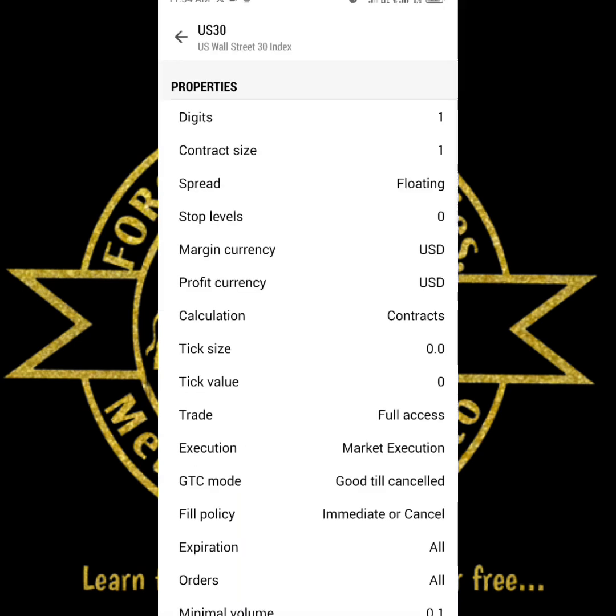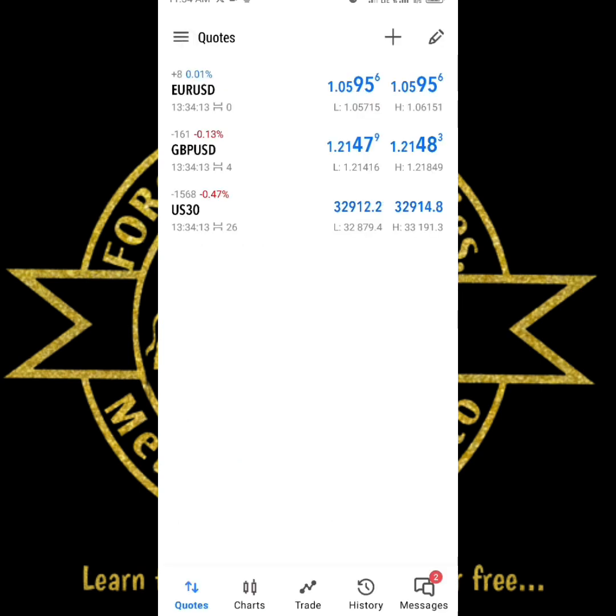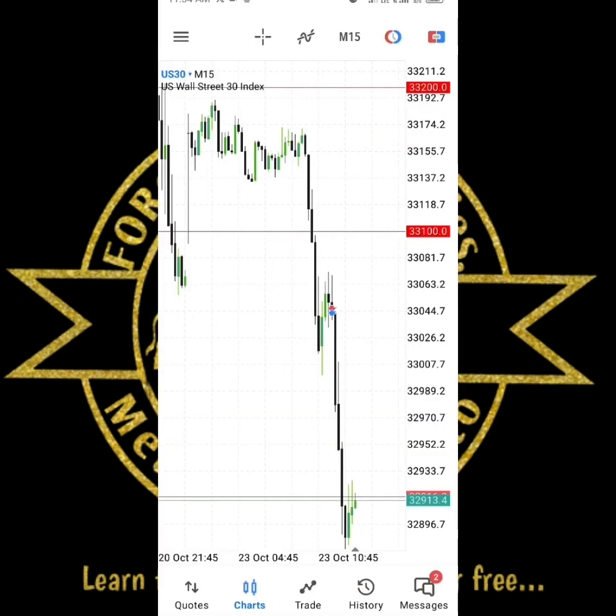If you look at your contract size, you see that it's 1. So that simply means that if I open one trade with one lot, if it runs 1 point, it will give me $1 profit or $1 loss. It is as simple as that. Now the second thing is points. How do we calculate the points in US30 and other indices?